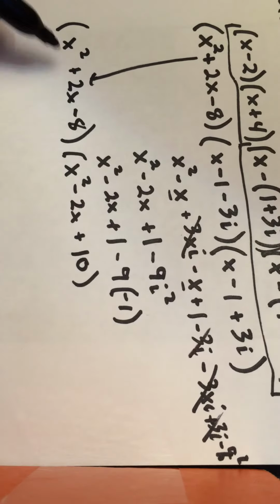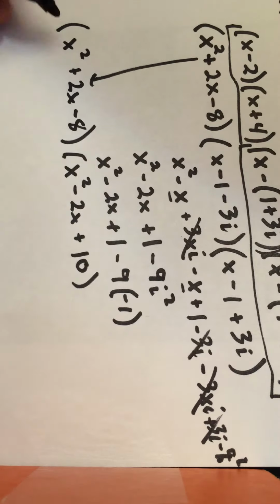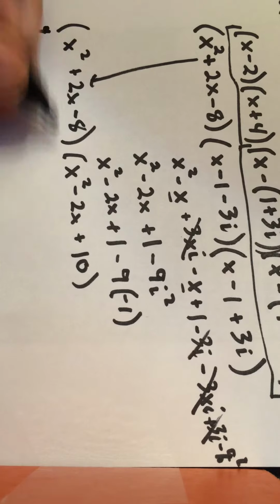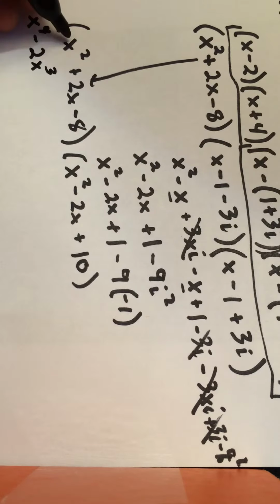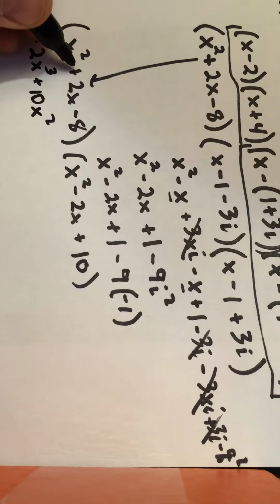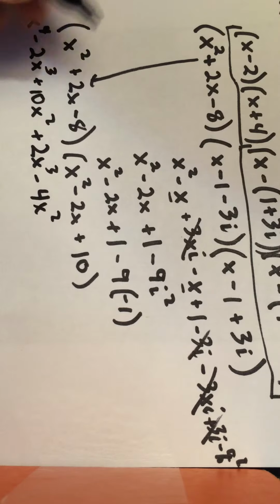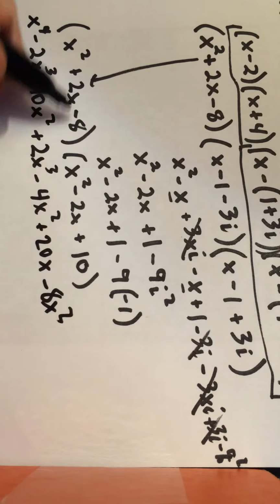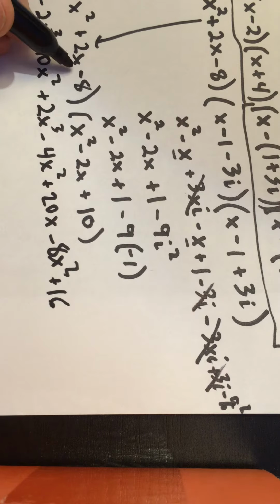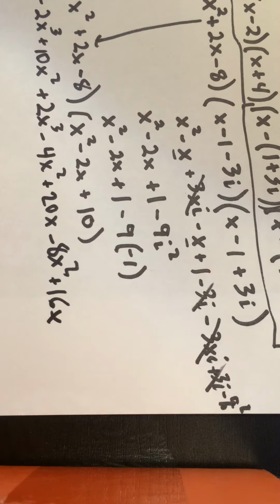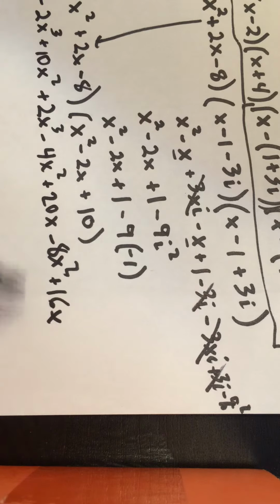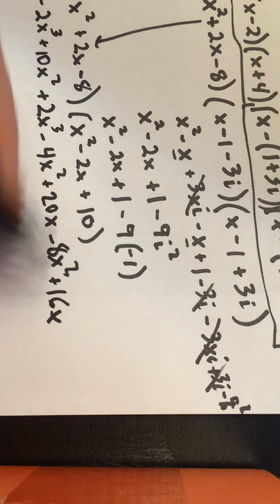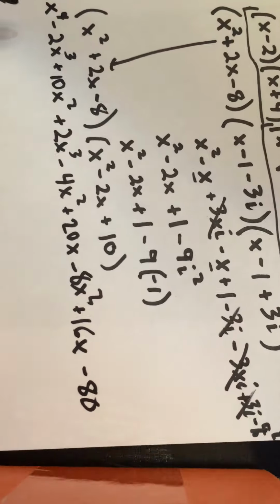Sorry about that. And then we do the multiplication of all of these terms together. So x squared times x squared is x to the 4th, x squared times minus 2x is minus 2x cubed, plus 10x squared, plus 2x cubed minus 4x squared plus 20x, minus 8x squared plus 16x, plus 16x, that's right, minus 80.